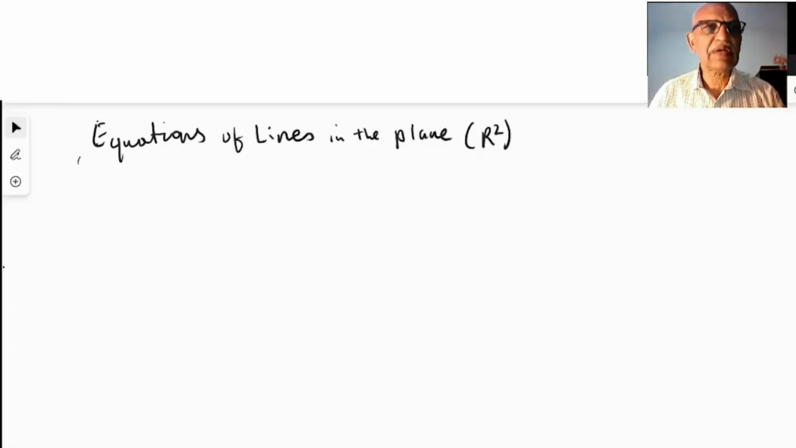Okay, today our lesson is equations of lines in the plane, which is R2, meaning two-dimensional. So first let's see the simple equations in R2. In R2 we have only the xy plane, not 3.